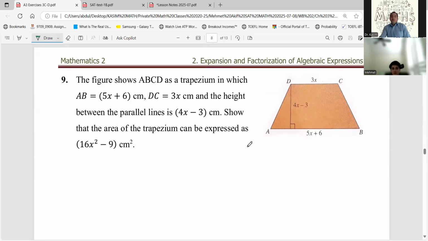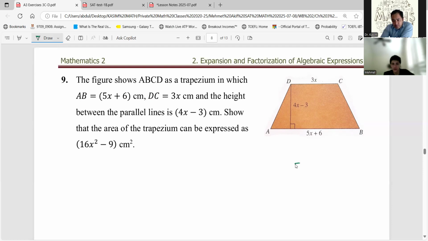The last question. Can you read this question, Mehmet? Figure shows ABCD as a trapezium, or trapezoid, right? Trapezium equals trapezoid, the same thing. AB equals 5x plus 6 centimeters. DC equals 3x centimeters, and the height between the parallel lines is 4x minus 3 centimeters. Show the area of the trapezoid can be expressed as 16x squared minus 9.